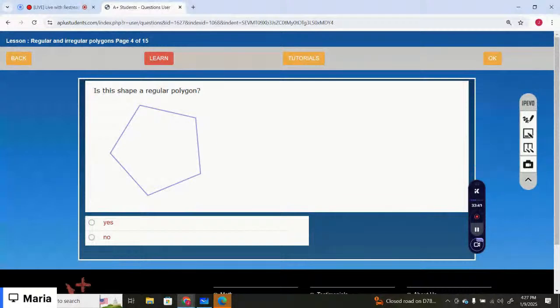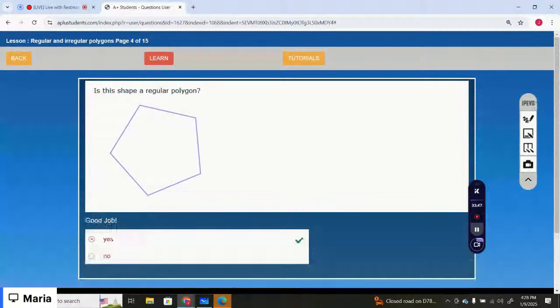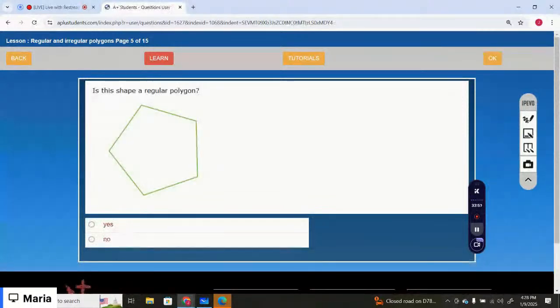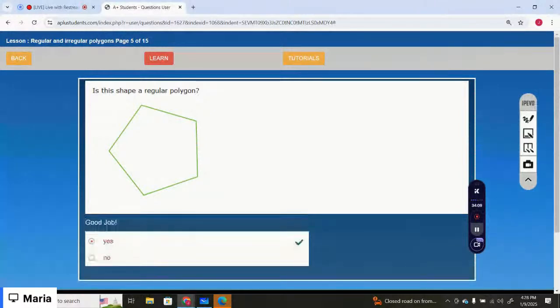Is this shape a regular polygon? Yes, it is a regular polygon. Option number one is the correct option. Is this shape a regular polygon? Yes, because the measurements of the sides are the same and the angles are also the same. So the correct option is yes.